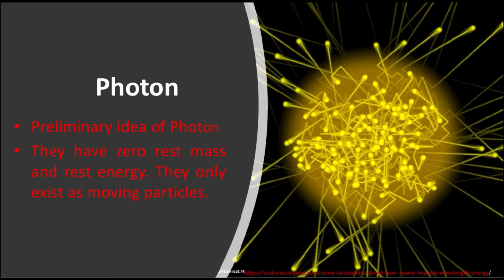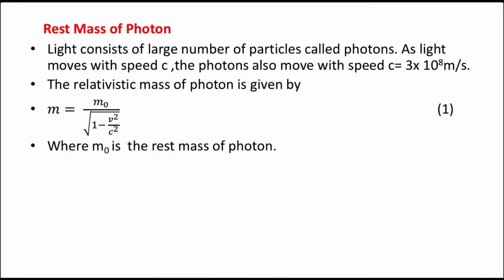So here is a preliminary idea of photons. The basic characteristic of photons is that they have zero rest mass and hence zero rest energy, and they exist only as moving particles. Now, rest mass of a photon. Light consists of a large number of particles called photons, and as light moves with a speed c, the photons also move with a speed c, which is equal to 3 into 10 raised to the power 8 meter per second.